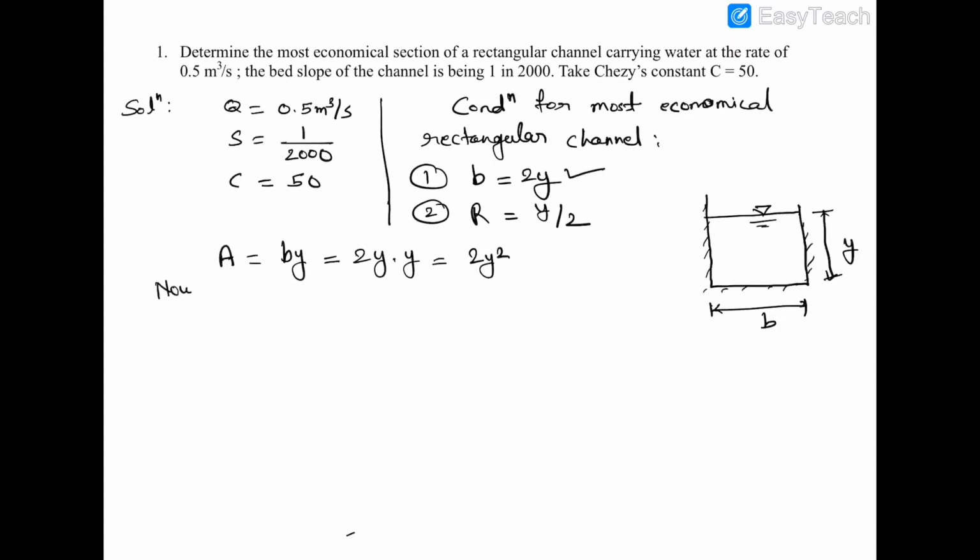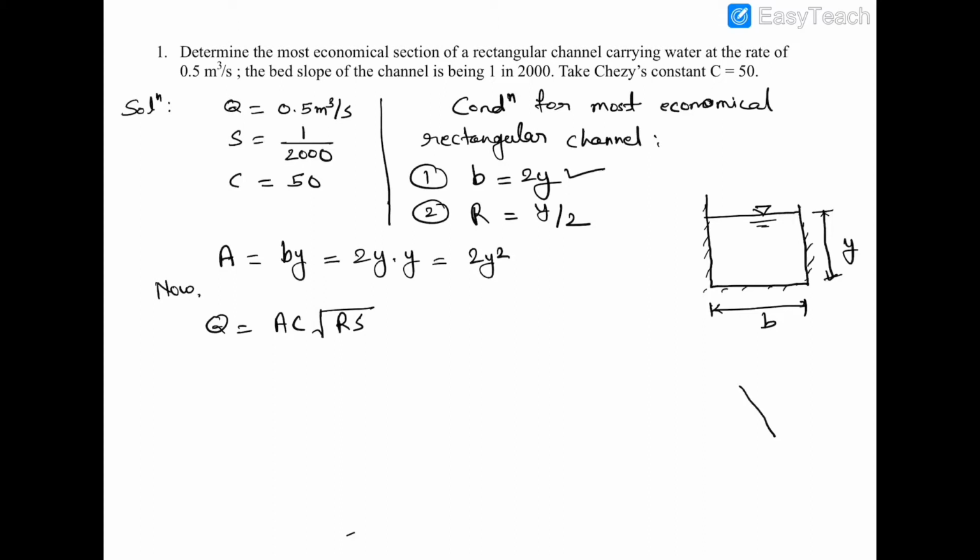Now the discharge through this channel we can find by Chezy's equation. And what is Chezy's equation? That is Q is equal to AC root over RS, where A is the area of flow, C is Chezy's constant, R is hydraulic mean depth, S is the bed slope of the channel. Remember the difference between the bed slope and side slope.